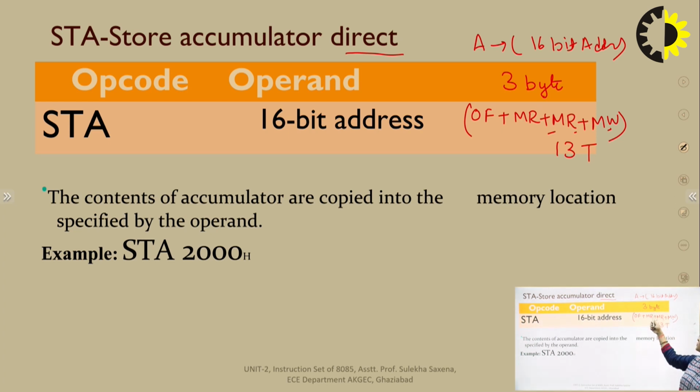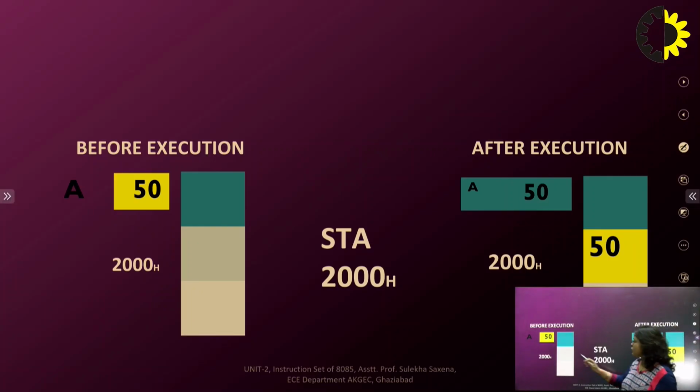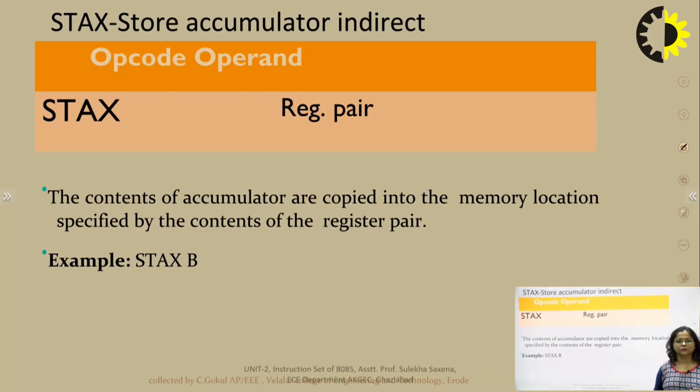So this is the size, machine cycle, T states and addressing mode. This instruction simply copies the content of the accumulator to the specified memory address. For example, for STA 2000, let the accumulator contain 50 before execution. When we run STA 2000, the content of memory location 2000 will become 50. As we have studied the difference between LDA and LDAX, LDA copies the value to the accumulator directly, whereas LDAX copies it indirectly.